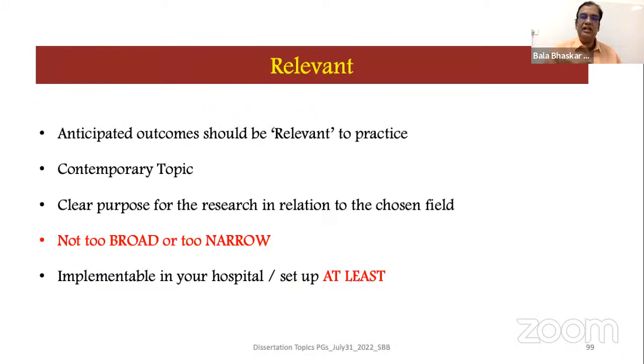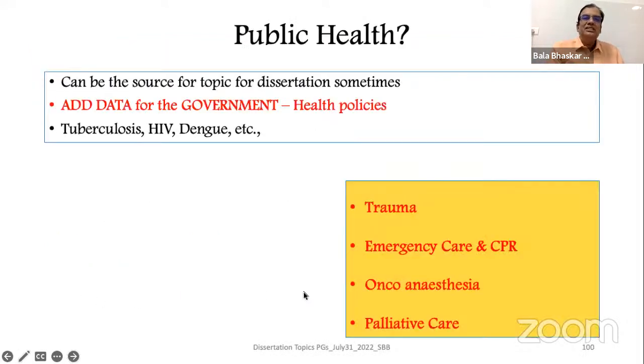Even me, if I am the researcher and I have done a research, at least I should implement that outcome and that practice in my future. If I become a freelance anesthesiologist or join some institution, I should be convinced that I have done a very committed work and the outcomes are good. I will implement it in my practice. That's what I have mentioned here: it is implementable in your hospital or setup.